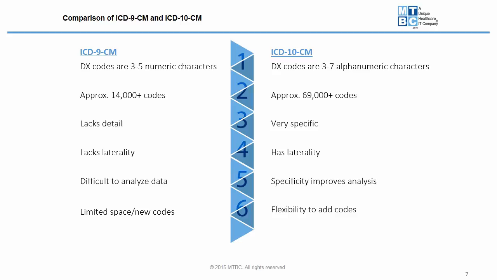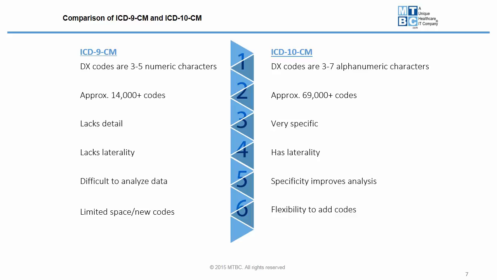In ICD-9, the diagnosis codes are 3 to 5 numeric characters, whereas ICD-10 has 3 to 7-digit alphanumeric characters. There are only approximately 14,000 codes in ICD-9, but with ICD-10, we are straight away talking about 69,000 plus new codes. The ICD-9 diagnosis codes are not quite explanatory and lack detail. Therefore, the provider needs to add modifiers to them. But comparing that to ICD-10, the diagnosis codes themselves are very specific and instructive. So no need to add any further modifiers.